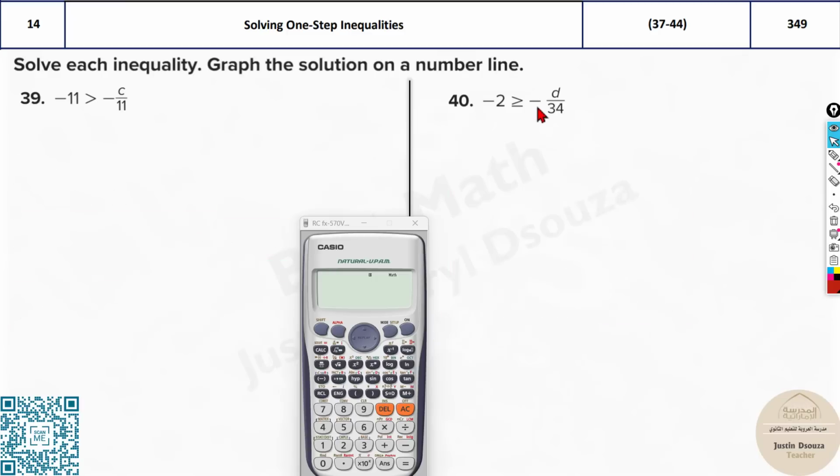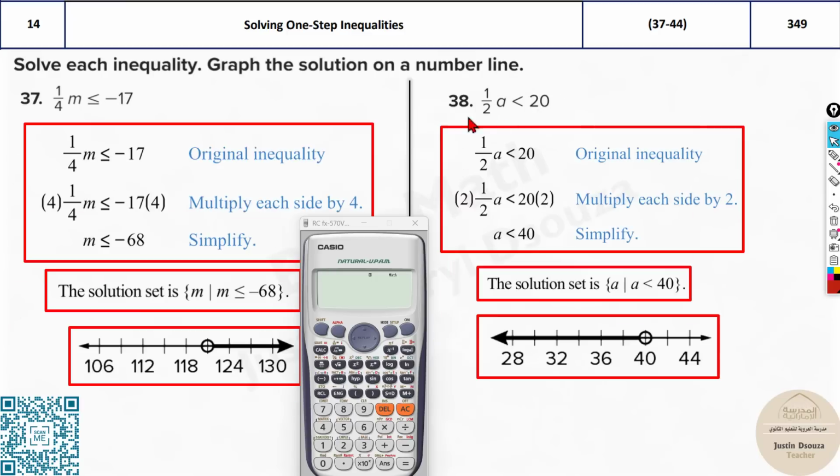Let's do the previous problem first. All you need to do is type this in the calculator. Half, 1 by 2, A is the variable x. Instead of inequality, just press equal to. Sorry, I pressed something wrong. It should be alpha and equal to, and then press 20. Shift and solve. The answer is 40. Since it's positive A, leave A at the same side, write the inequality the same, and the answer is whatever comes here. That's it. Now, what about the left side?